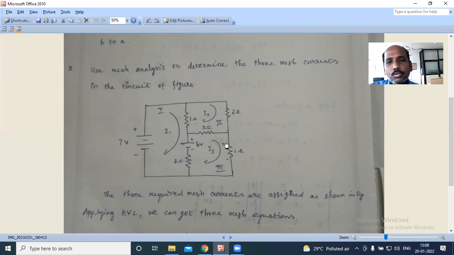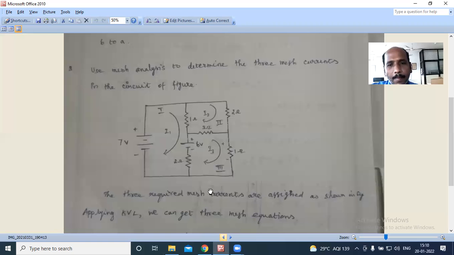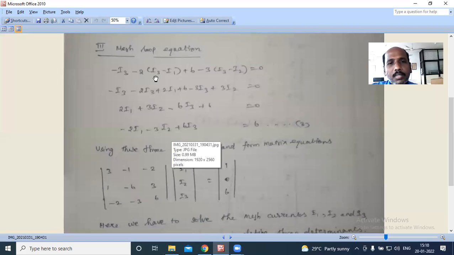Minus 1 into the current flowing through this 1 ohm resistor, which is only I3. So 1 into I3. So minus 1, since it is a resistor, you put minus 1 blindly. Minus 1 into I3, that is the first one. And next, the 2 ohm resistor. Here, the currents flowing through the 2 ohm resistor are I3 and I1. So minus 2 into, I said always if a resistor is there, put a minus sign. Minus 2 into, since I am writing the equation with respect to mesh 3, I3 minus I1. So minus 2 into I3 minus I1.